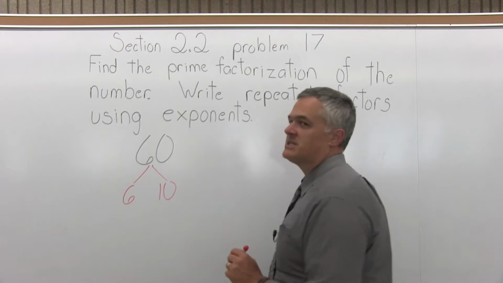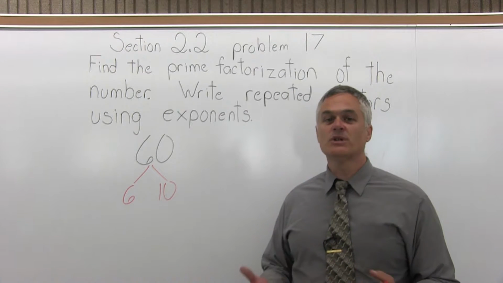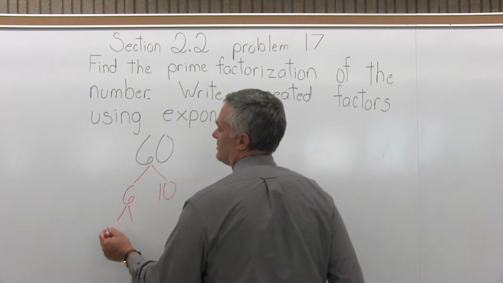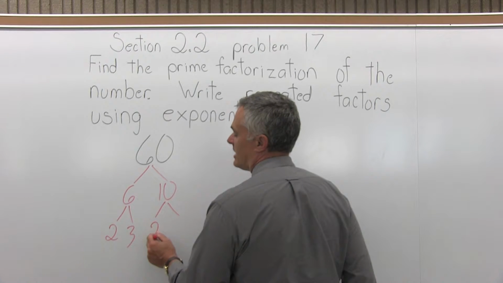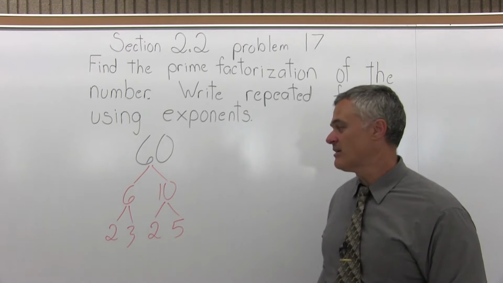I'll start with 6 times 10. This isn't the only way to start, but it's the first thing that jumps into my head. Neither one is prime, so we can split each one down a little bit more. The 6 can be written as 2 times 3, and the 10 can be written as 2 times 5. Now everything's prime. There's nothing else to be split down anymore.